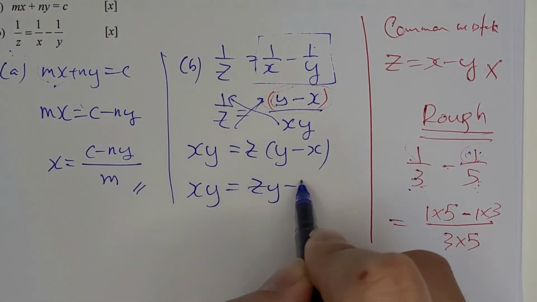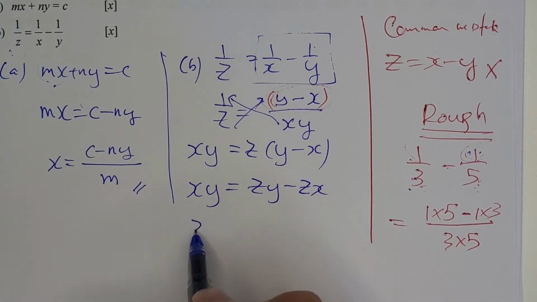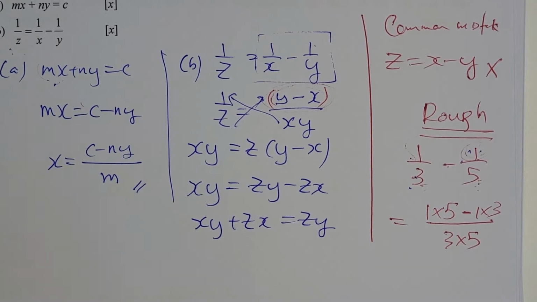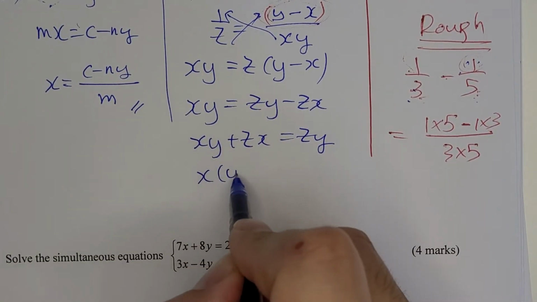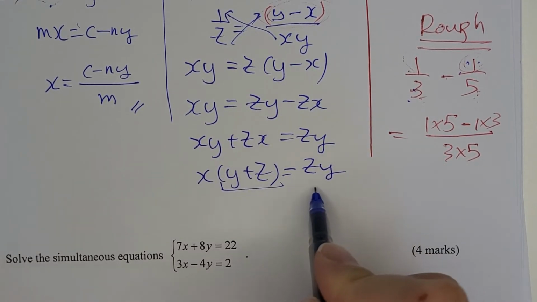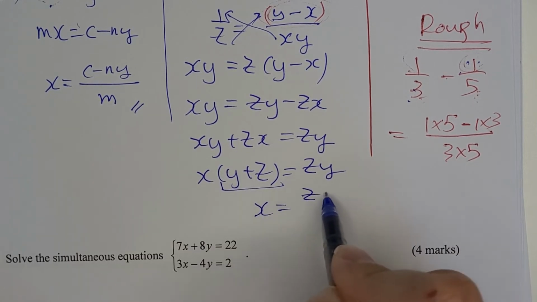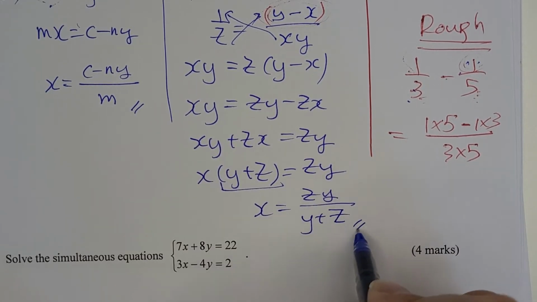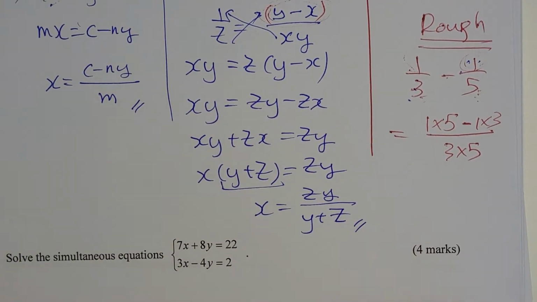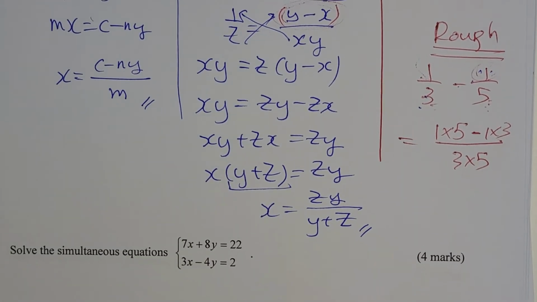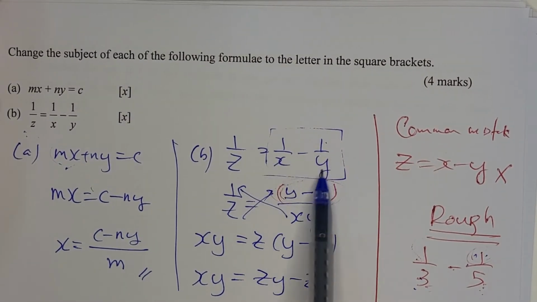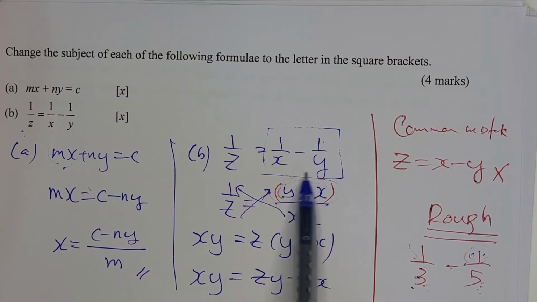Do the expansion and move all terms with x to one side. Then take out the common factor x, because you want x to be the subject. Finally, divide by the other factor on the other side of the equation. So that's finished. x equals z times y over y plus z. That's the end of question number 3. I would say for this question, one of the most difficult parts is the beginning part: how to change these two fractions into one.